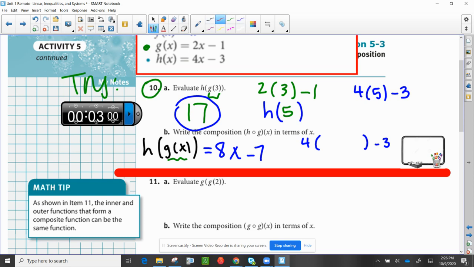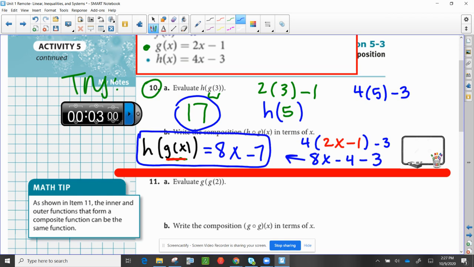There was no way that was the answer. So 4x minus 3, inside the x, what do I put in? I put in the g of x function. So now I just have to clean it up. So I'm going to distribute here. That's going to give me 8x minus 4 minus 3. So that's how we got this answer.